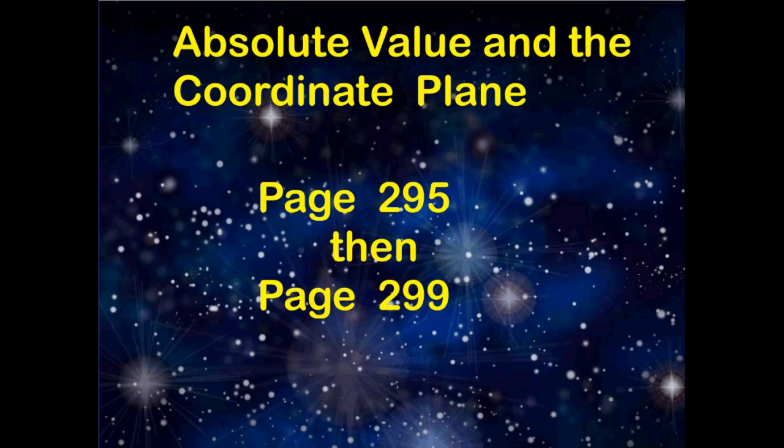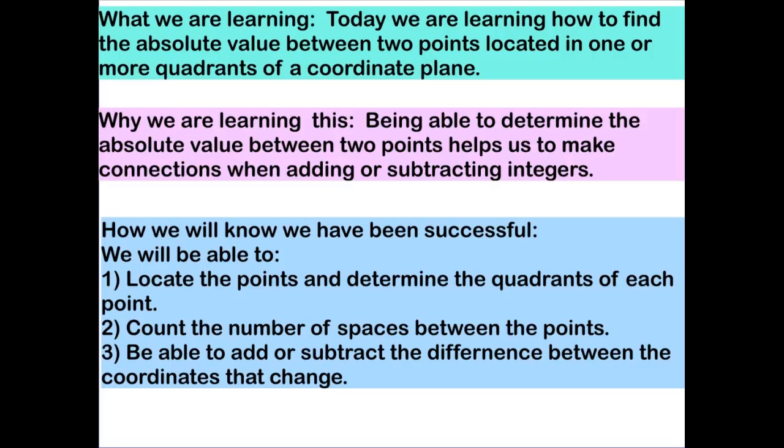Okay, you should just about have the books passed out. Opening up to page 295. And as you are getting to that page, we're going to take a look at what we are learning, why we're learning it, and how you'll know you've been successful. Well, what you are learning today is how to find the absolute value between 2 points located in one or more quadrants of a coordinate plane.